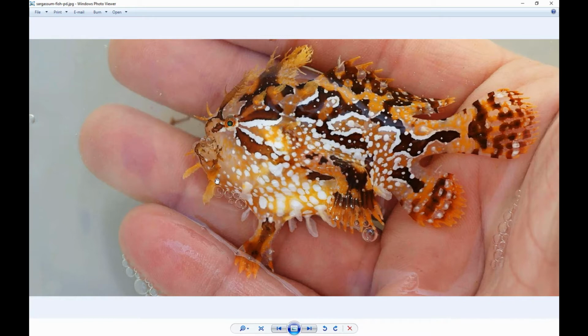This is a camouflaged sargassum fish. And you can see the guy's hand to give you some sense of scale. So they're pretty small. That's the Sargassum fish. And this is a juvenile puffer fish. That's also found in the Sargassum. But you can see how well camouflaged they are. If you saw these in the Sargassum, you would never be able to detect them.